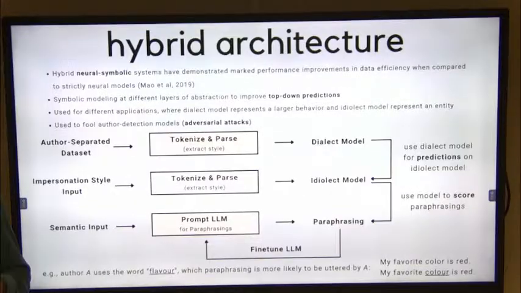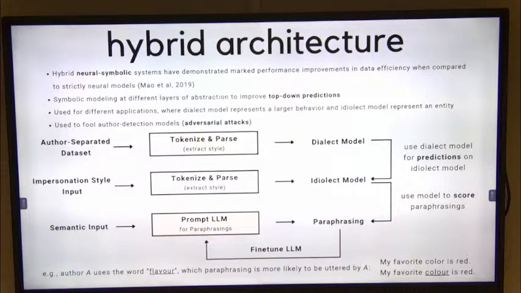So what we have here is a hybrid architecture. It's hybrid because we're using a model, which is a set of symbols and their relationships, but we're also using a predictor system, which is probabilistic. And the predictions that we're doing are from a top-down approach. So we're using a dialect, which is a higher level of abstraction, to make predictions on a lower level of abstraction, which would be the idiolect.